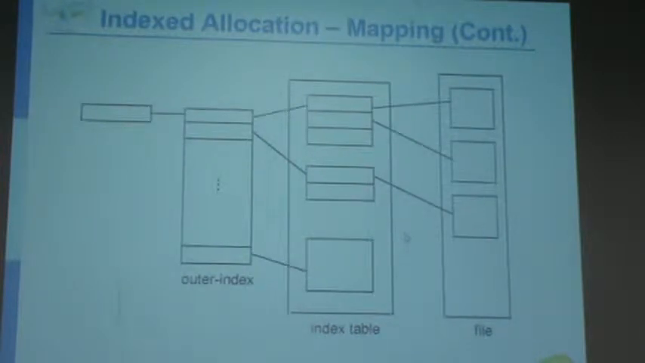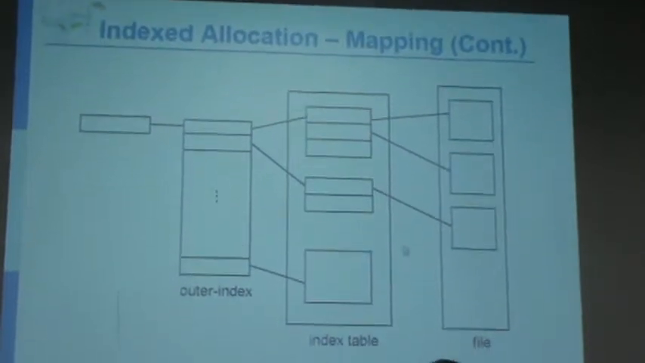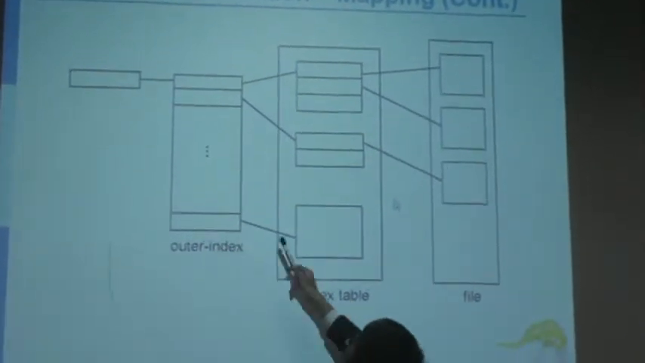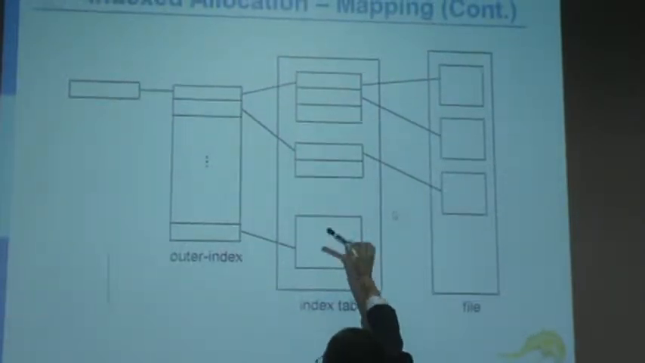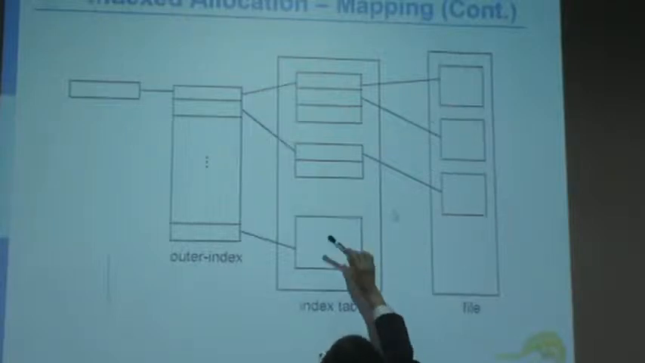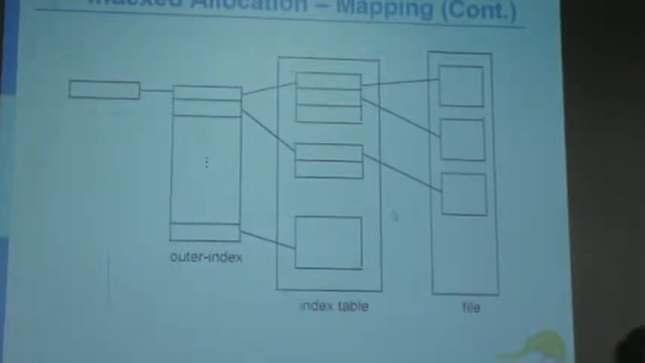So this is the layout of such a multi-level index allocation. We have the index block of index blocks. This is the index block. The index table spreads out to a number of index blocks, and finally the data blocks. It's exactly the same approach as the multi-level index in the database.